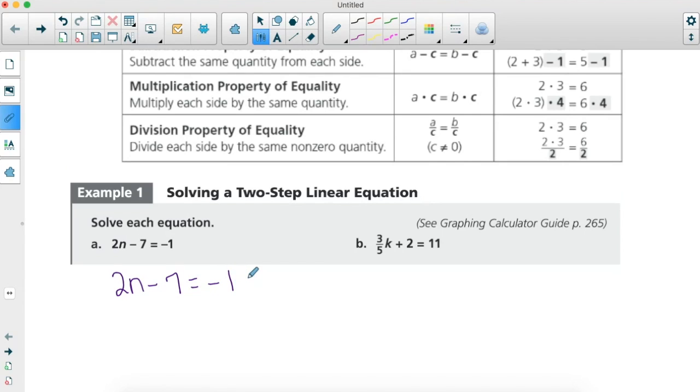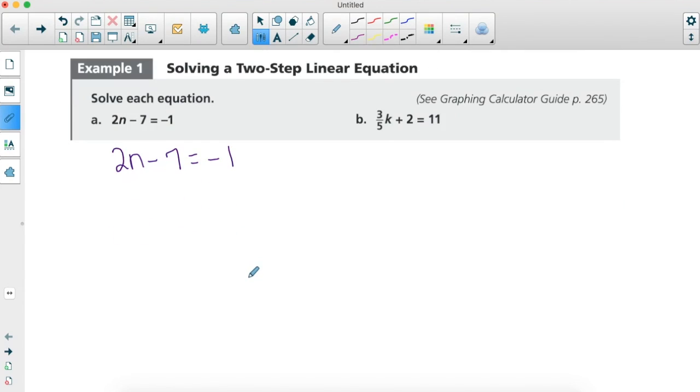And when I'm looking at this equation, I'm noticing that I have a variable, and a -7 equals a -1. So what I want to do is make this equation where we can solve for n, and that means I'm going to get rid of the 7 first. So I'm going to do the inverse operation, which means plus 7 to both sides of the equal sign.